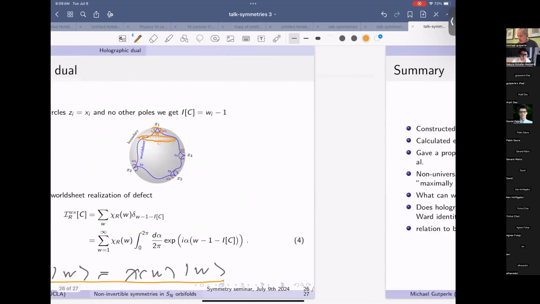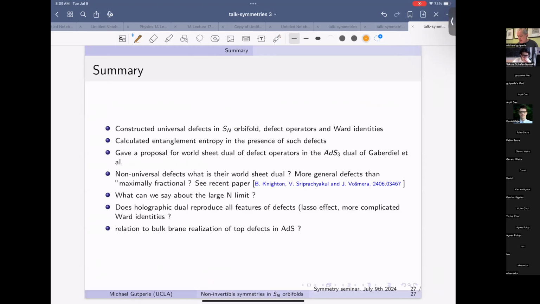Yes, okay, great. For open questions, I think it would be interesting to look at these non-universal defects. We had some comments on the CFT side of large N, which I didn't have time for. The open question is really whether this proposal makes sense, beyond this simple reverse engineering, looking at the more complicated Ward identities and whether they have a worldsheet representation.